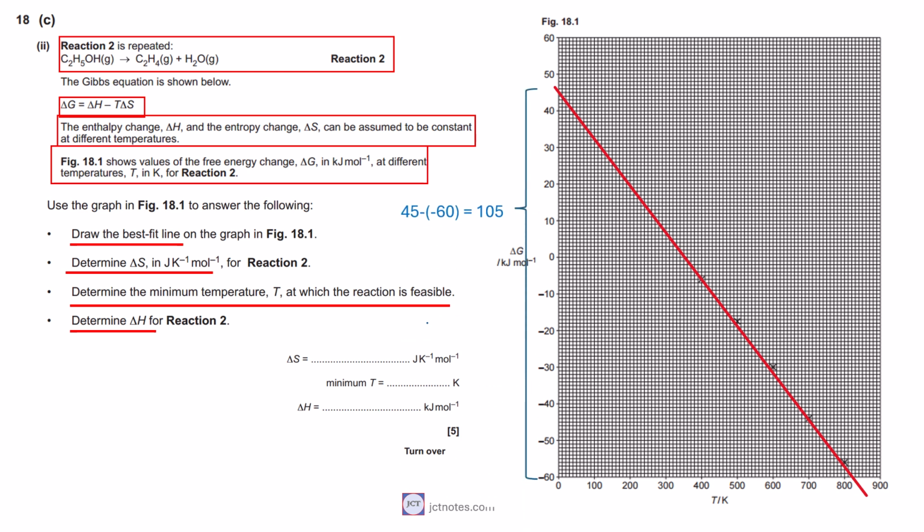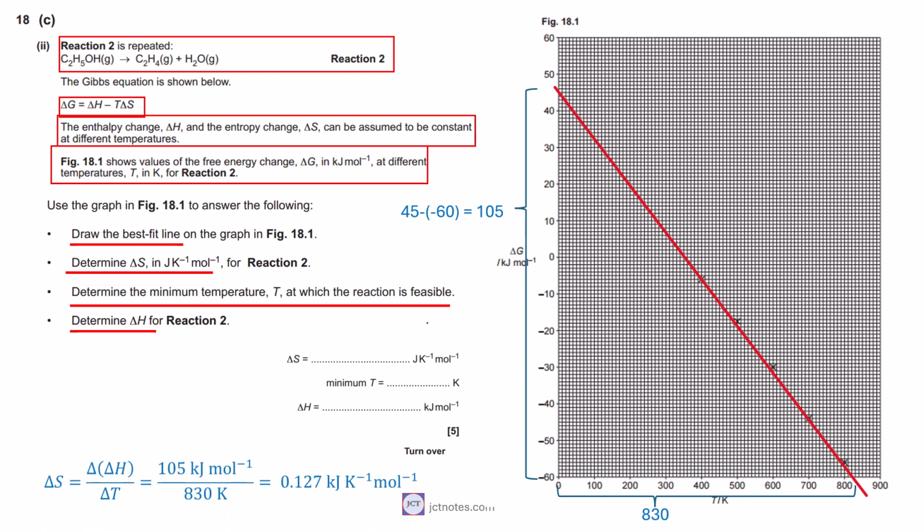For the increase of Gibbs free energy I have 45 minus minus 60 equals 105. For the temperature, I have 830. The division gives me 0.127 kilojoules per Kelvin and mole. As the answer is required in joules per Kelvin and mole, I multiply by 1000 and get 127 joules per Kelvin and mole.